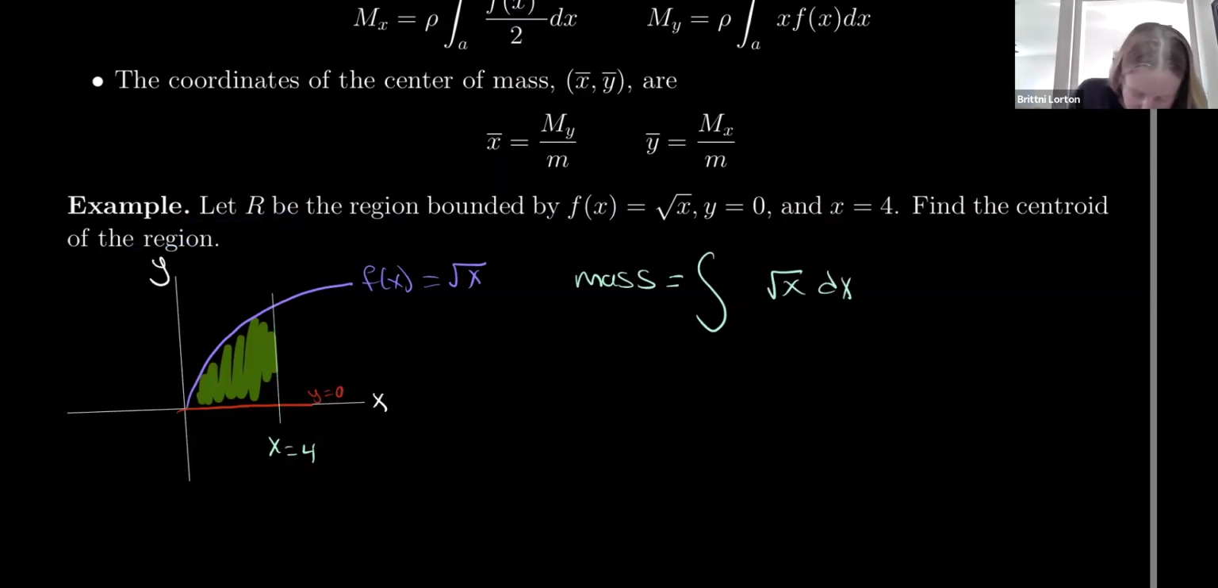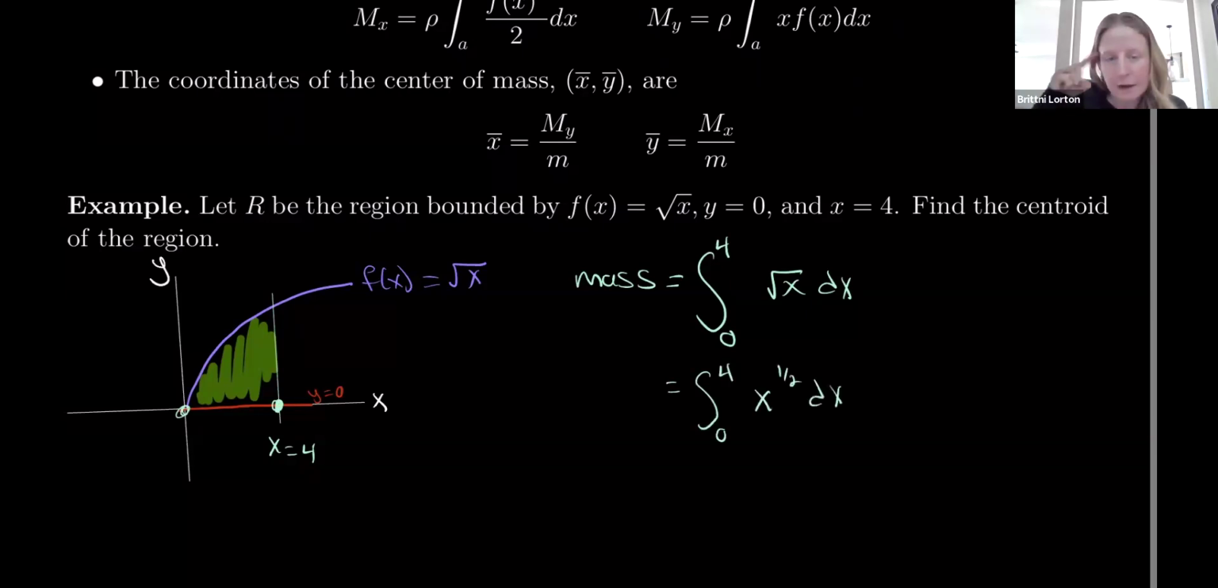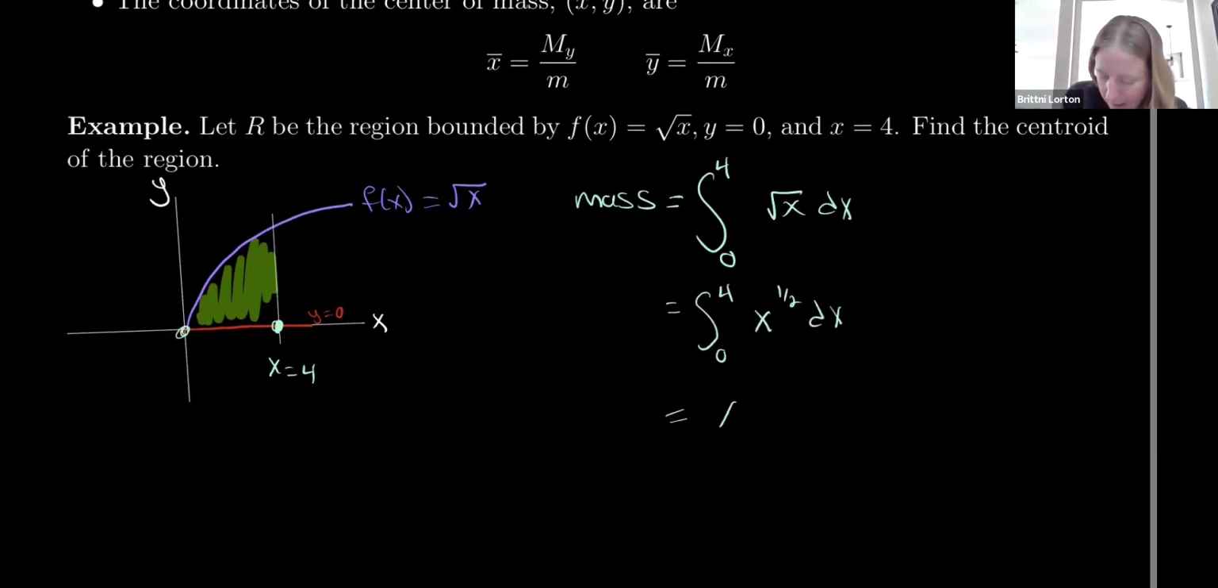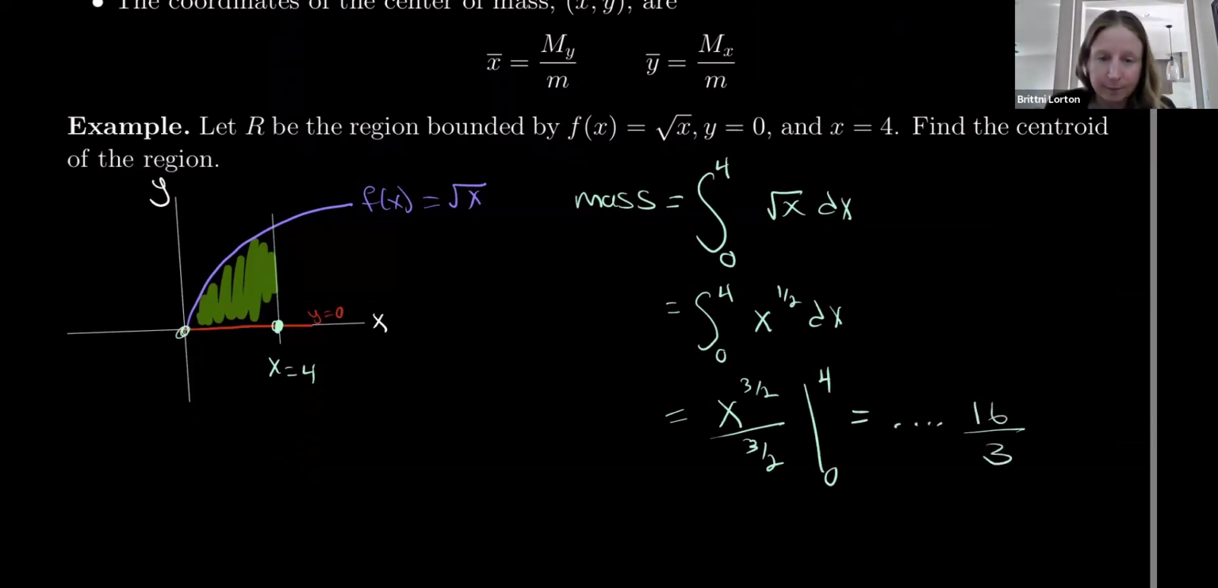And then my bounds are going to be, look from your picture, from 0 to 4. From the picture, you can see that the x values go from 0 to 4. Okay, and then I integrate that. I would probably rewrite that as the integral from 0 to 4 of x to the power of 1/2 dx. It's a little bit more obvious for me to integrate. Add 1 to the power, divide by the new power, evaluated from 0 to 4, etc. I ended up with 16/3.